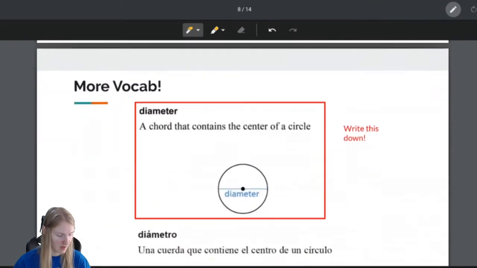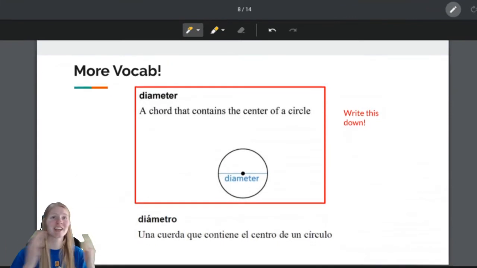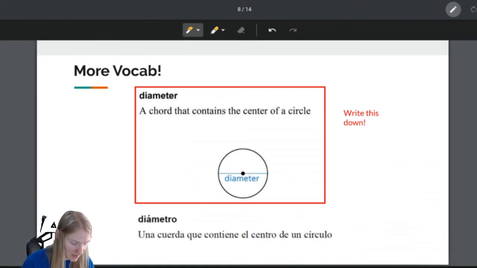All right. Another one, the diameter of a circle. You have probably heard this before. The fancy name for it is a chord that contains the center of a circle, because we still need the endpoints to be on our circle.